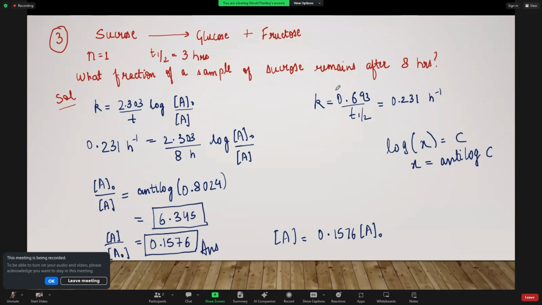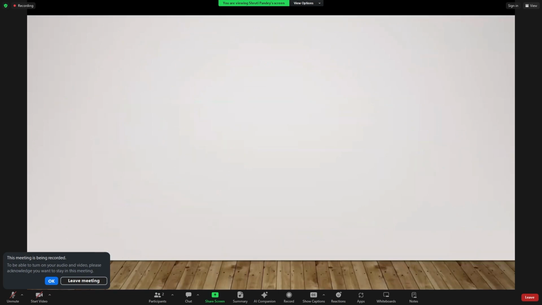So this answer in terms of fraction will always be less than 1. ठीक है, अगर आप ये वाला लेते हो 6.345, so it will not be an answer because you know कि the reactant जो है that is decreasing, that's being utilized. So that is why this answer should always be less than 1 and the percentage should always be less than 100. ठीक है. Now next question.